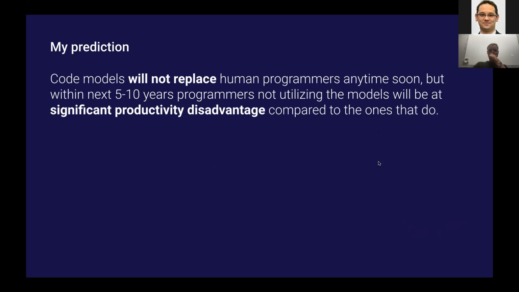This is a prediction of mine, and it's personal. It's purely myself, just trying to share what I think about language models that write code. After publishing the results, a lot of my friends reached out to me asking: will programmers be replaced, or is our job on the line? I don't think it will be the case.